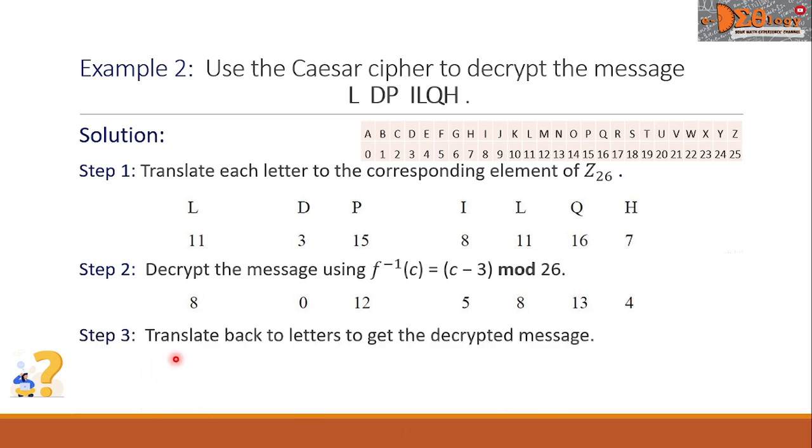Then, step 3, we translate back to letters to get the decrypted message. So the letter corresponding to 8 is I, 0 is A, 12 is M, 5 is F, 8 is I, 13 is N, 4 is E. So the message is I am fine.